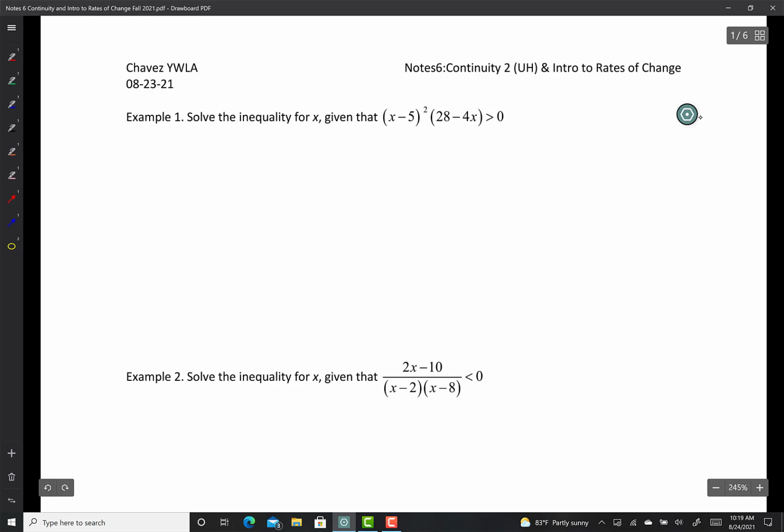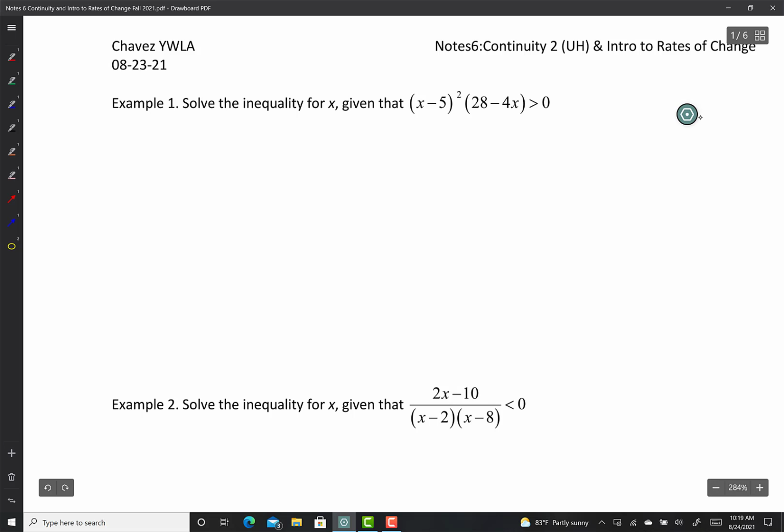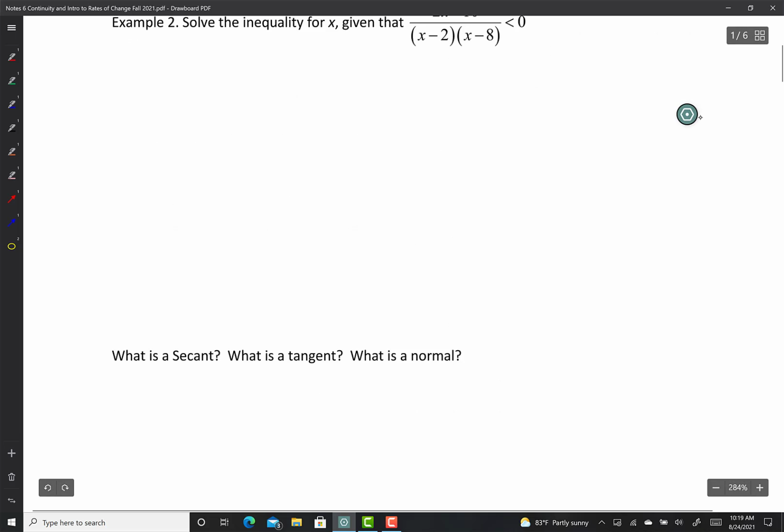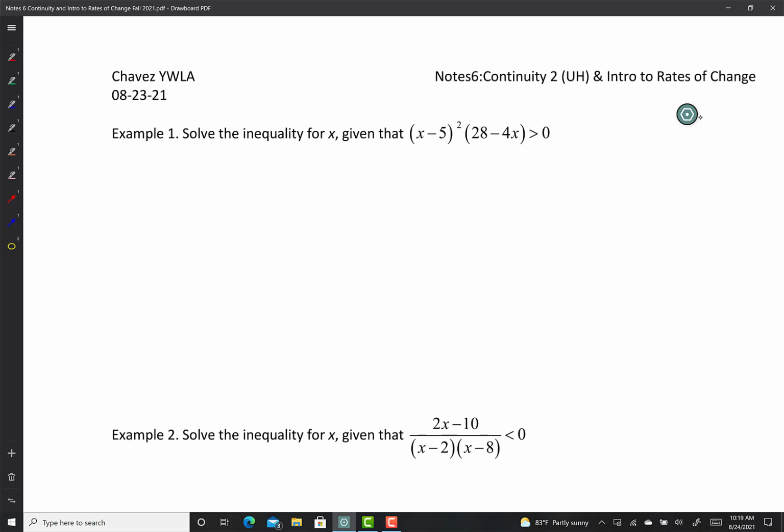Note 6, continuity 2, and integral rates of change. So here we go. The first two examples are nothing dealing with calculus. Nothing. It's just algebra. Now, why did I put those two examples in there? Well, there's a hint here because those questions are asked in continuity 2.